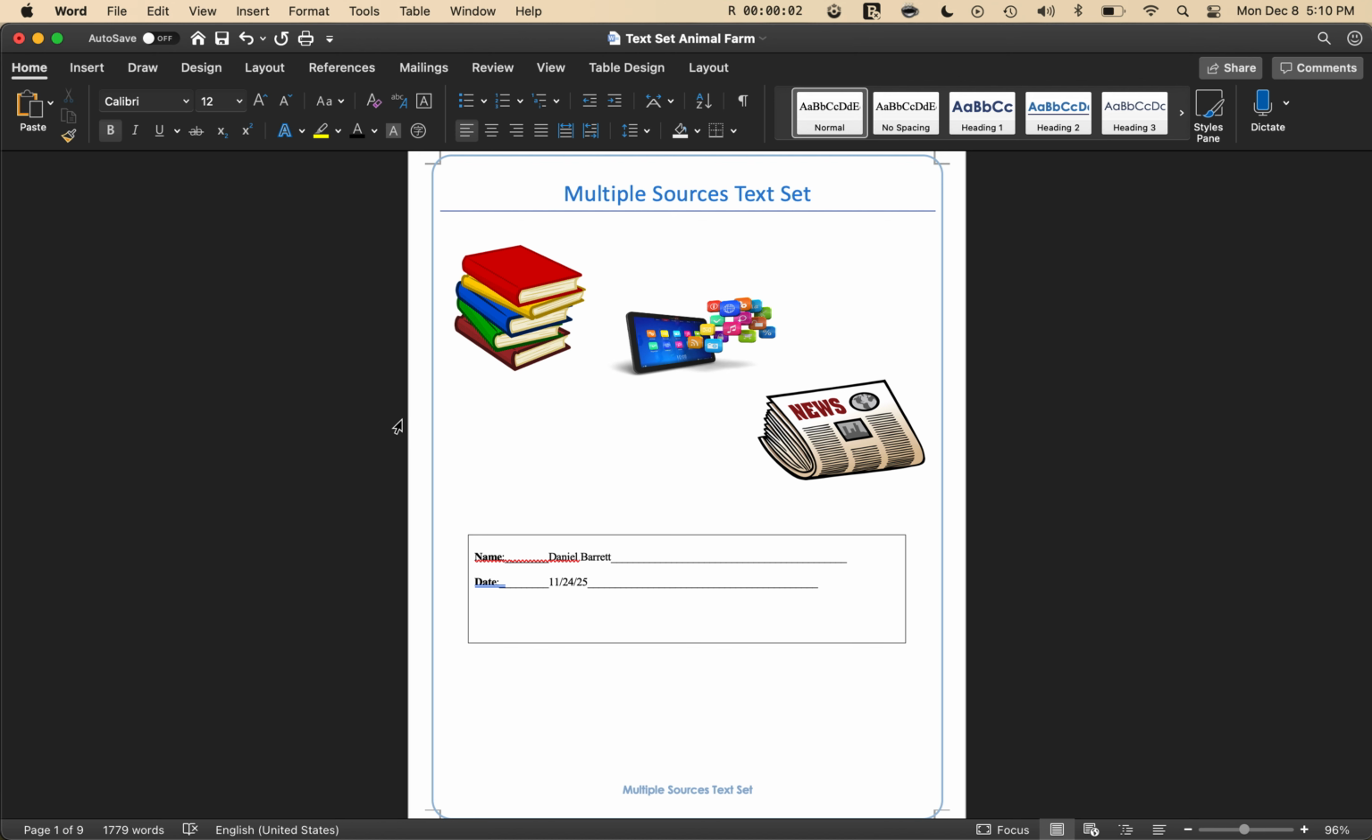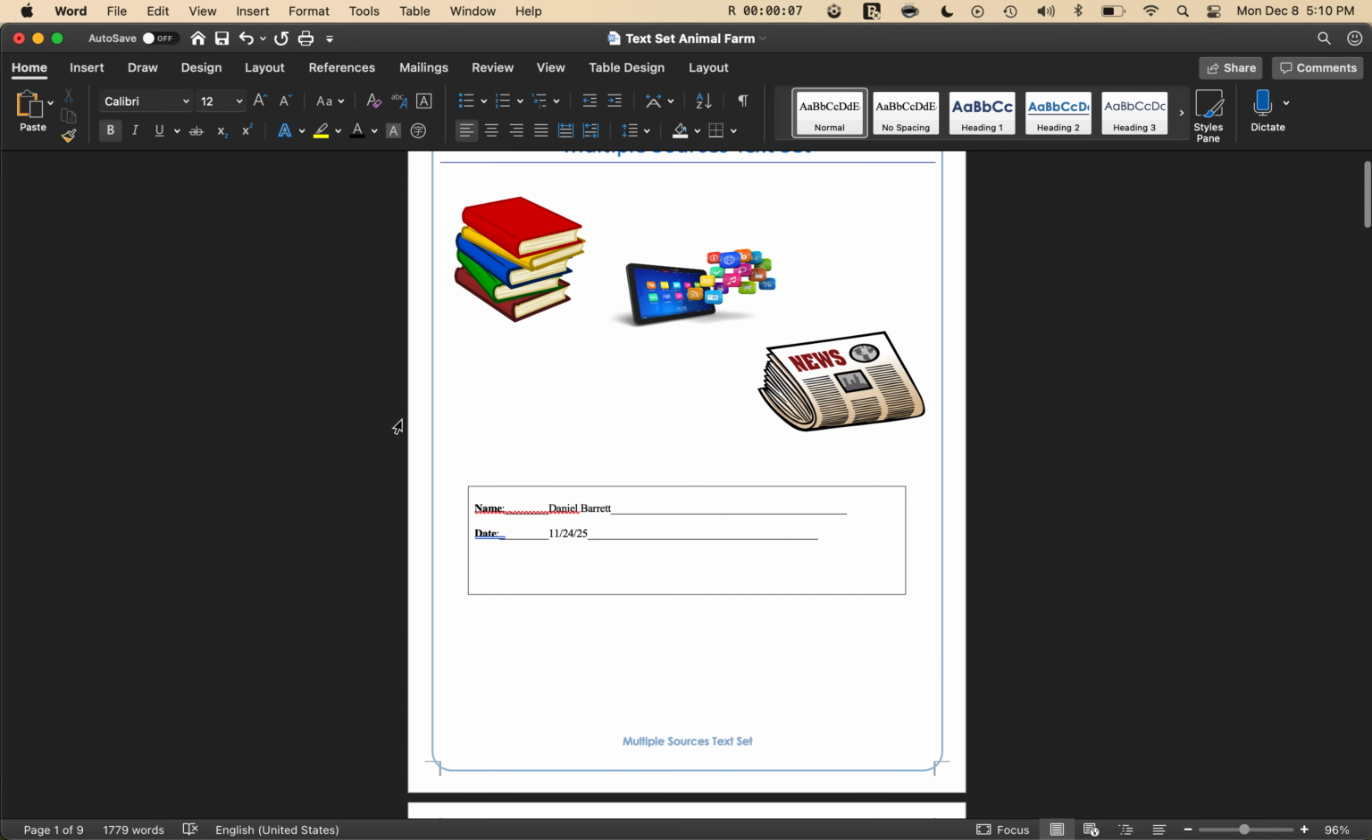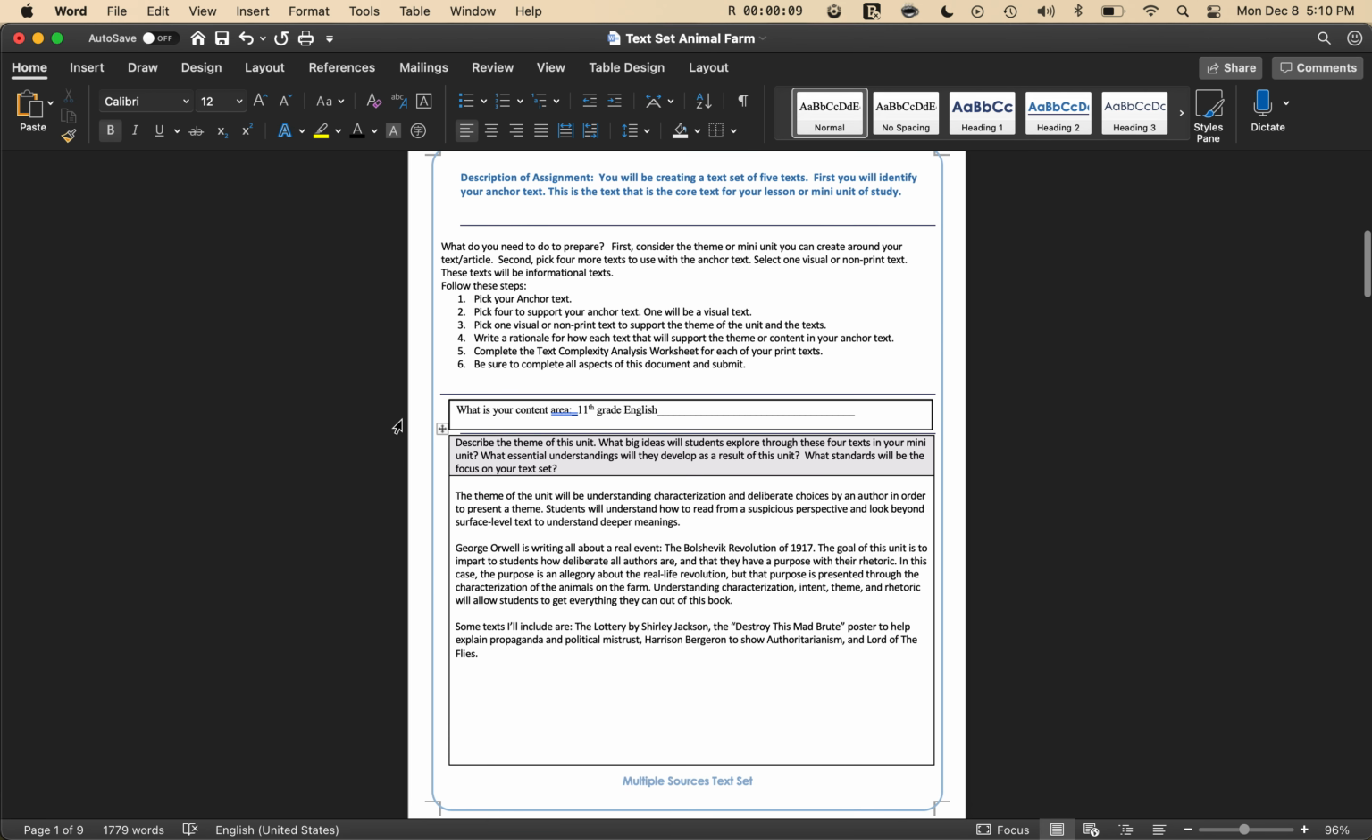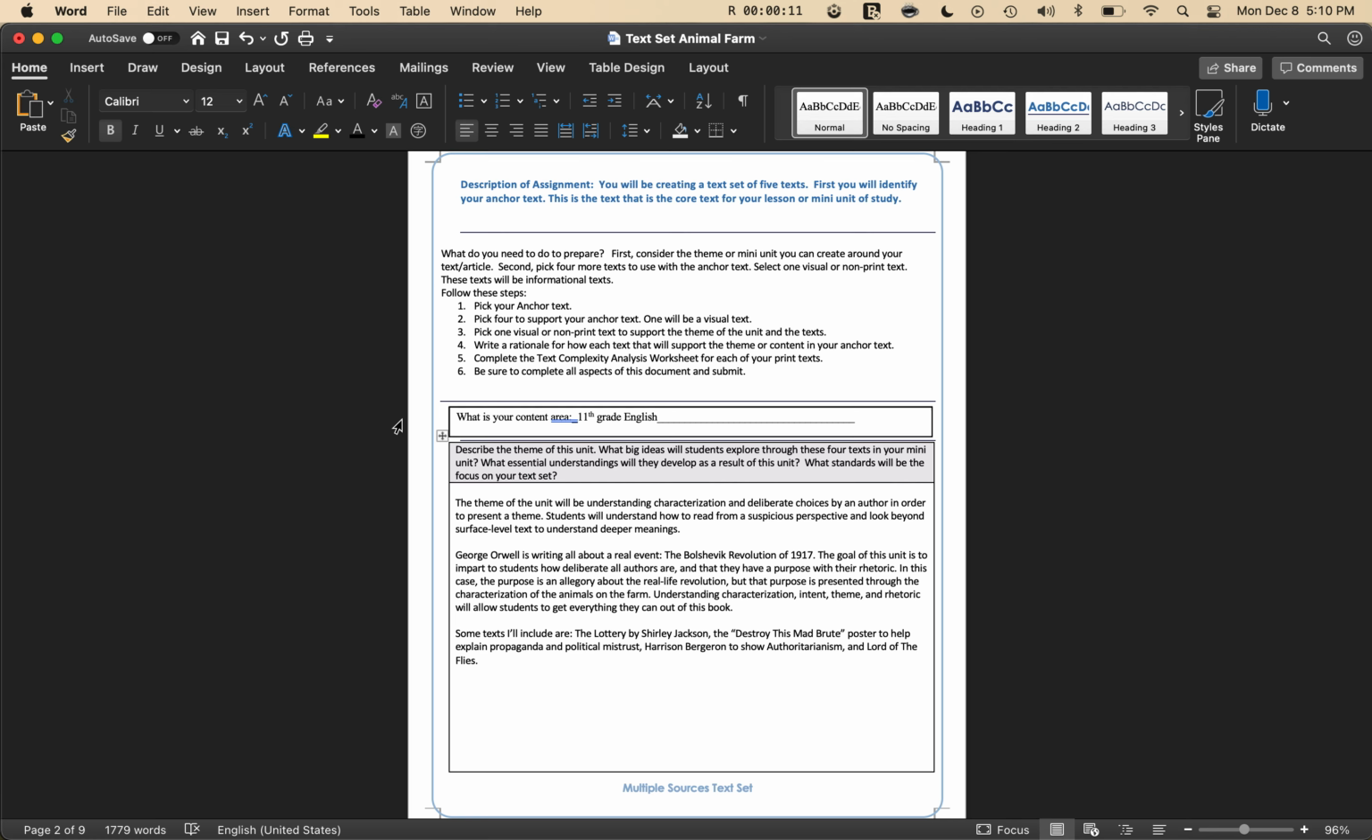So this is Daniel Barrett. I'm going to be explaining my multiple sources text set. I'm focusing on Animal Farm, specifically Chapter 8, pages 63 and 64, because I think it's a great little microcosm of what the whole book is about.